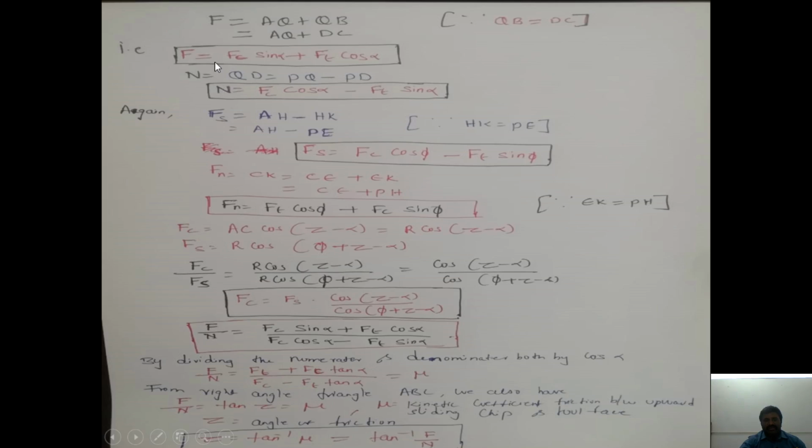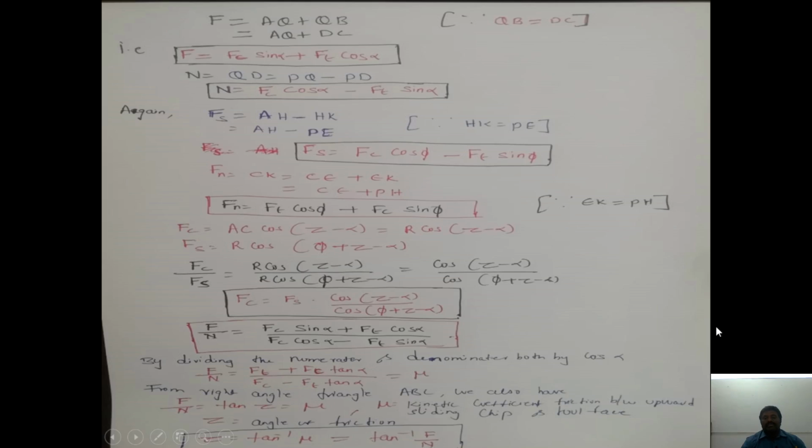Now from the first one, F by N, we are substituting this one. By dividing the numerator and the denominator both by cos α, F by N is equal to (Ft by cos α) over (Fc by cos α). So sin by cos is equal to tan, so Fc tan α first cancels: Ft plus Fc tan α over Fc minus Ft tan α is equal to F by N. We also know that F by N is equal to tan τ, which is equal to μ.